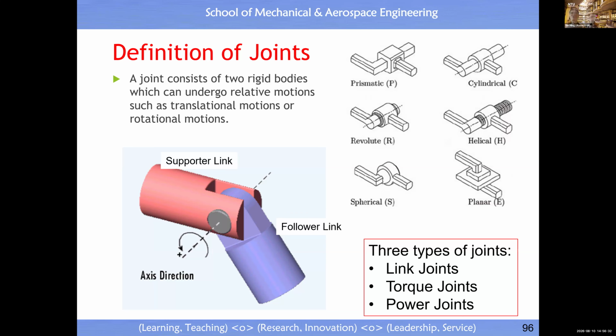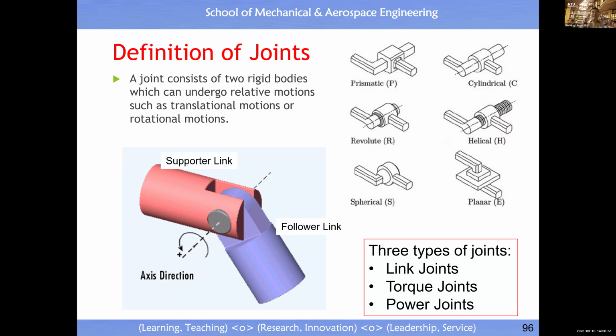Then terminology will fight among themselves. Okay, so it's better to talk about the link joint, torque joint, and the power joint. Torque joint basically is a speed reducer, right? And the power joint basically means actuator.